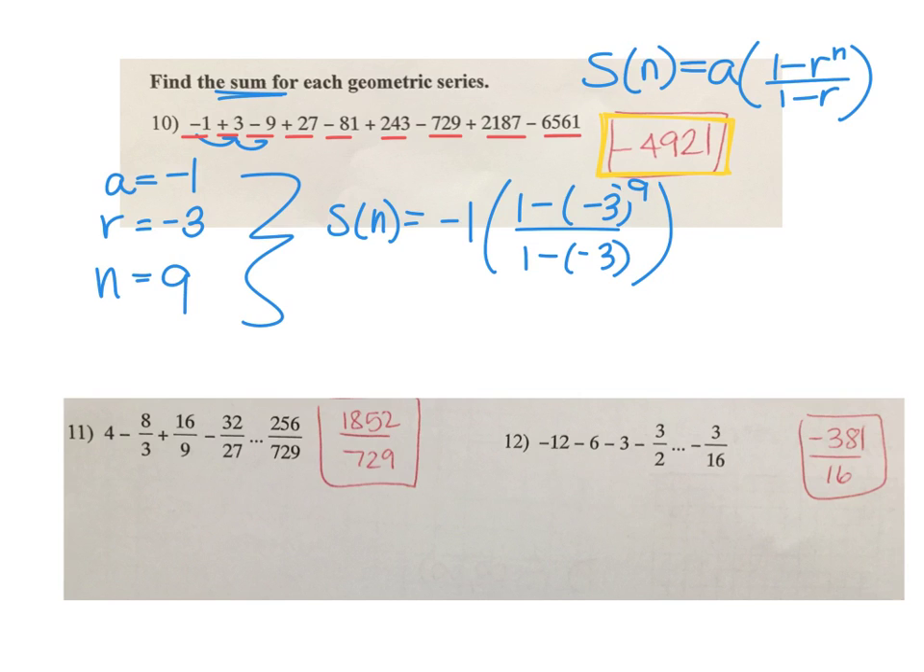12, we did 13 together in class. 12 is very similar, except because of the dot, dot, dot, you have to continue the pattern. So you have to continue the pattern so that you can see how many terms there are. So we still know that A is negative 12, and you should see you're dividing by 2. Remember, you have to write it as a fraction. You have to write it as multiplication.